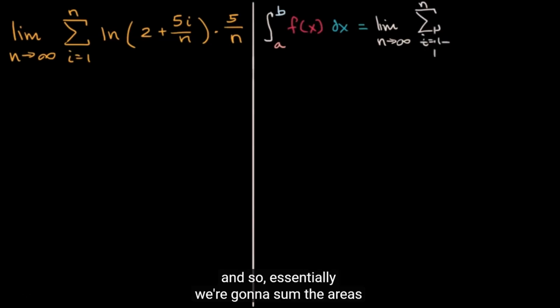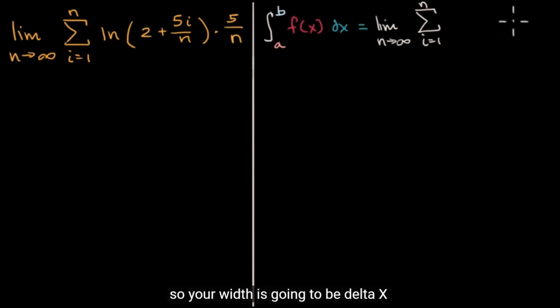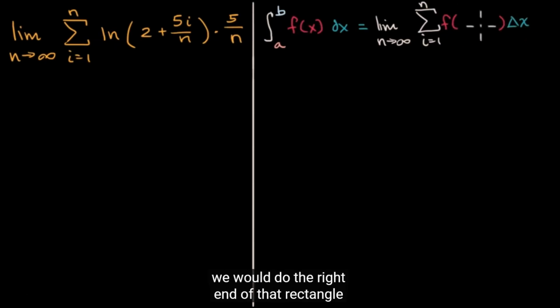And so we're essentially going to sum the areas of a bunch of rectangles, where the width of each of those rectangles we can write as a delta x. So your width is going to be delta x of each of those rectangles. And then your height is going to be the value of the function evaluated someplace in that delta x. If we're doing a right Riemann sum, we would do the right end of that rectangle or of that subinterval.